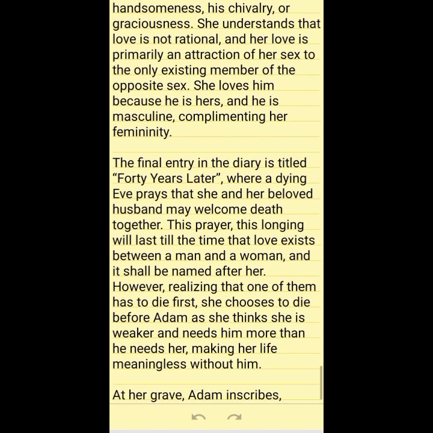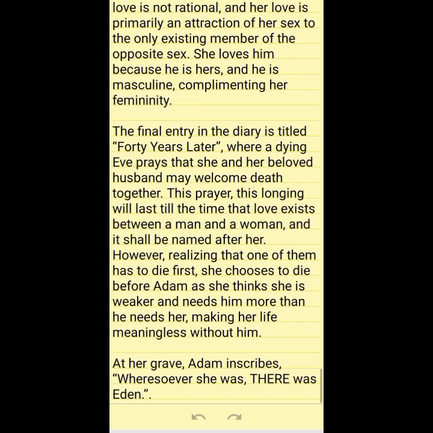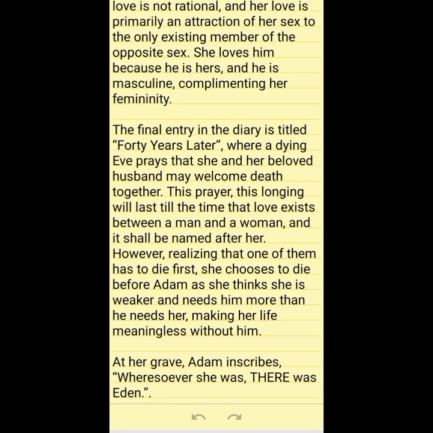The final entry in the diary is titled 40 Years Later, where a dying Eve prays that she and her beloved husband may welcome death together. This prayer, this longing will last till the time that love exists between a man and woman, and it shall be named after her. However, realizing that one of them has to die first, she chooses to die before Adam as she thinks she is weaker and needs him more than he needs her, making her life meaningless without him. At her grave, Adam inscribes, "Wheresoever she was, there was Adam."